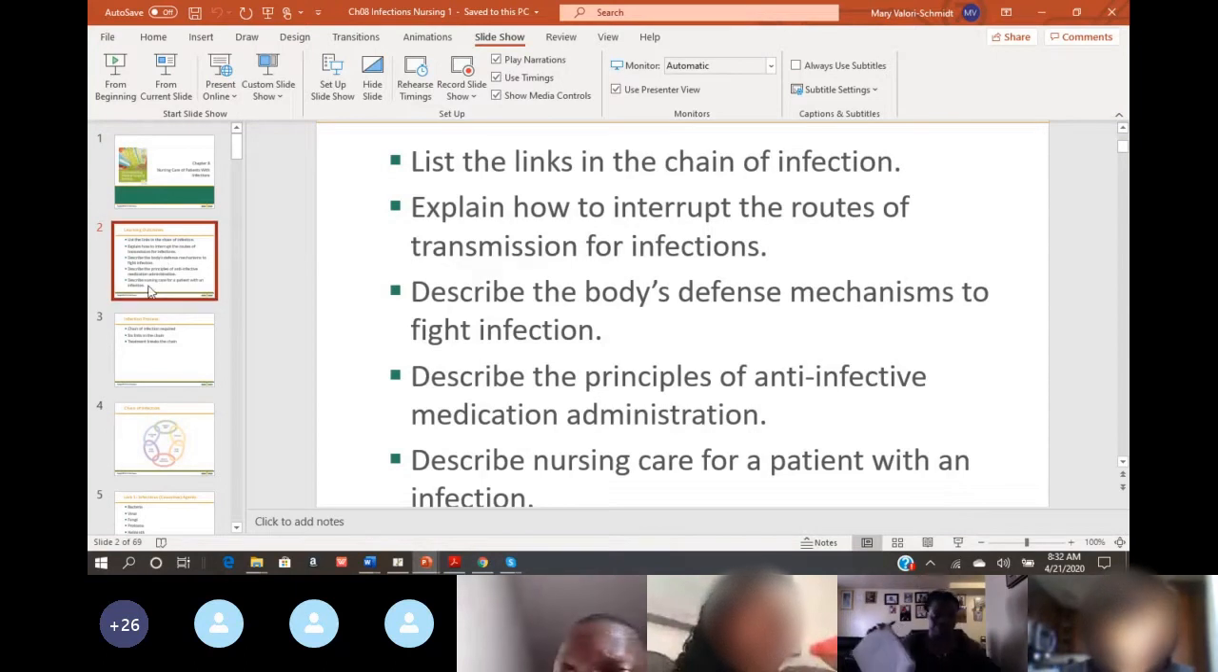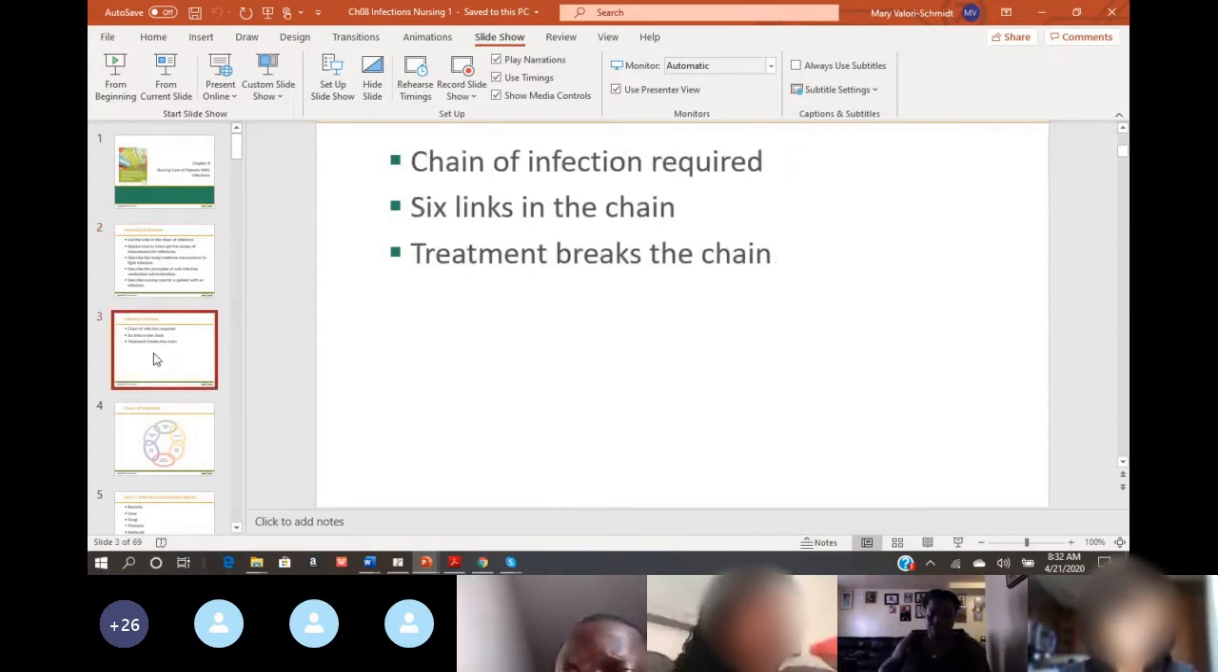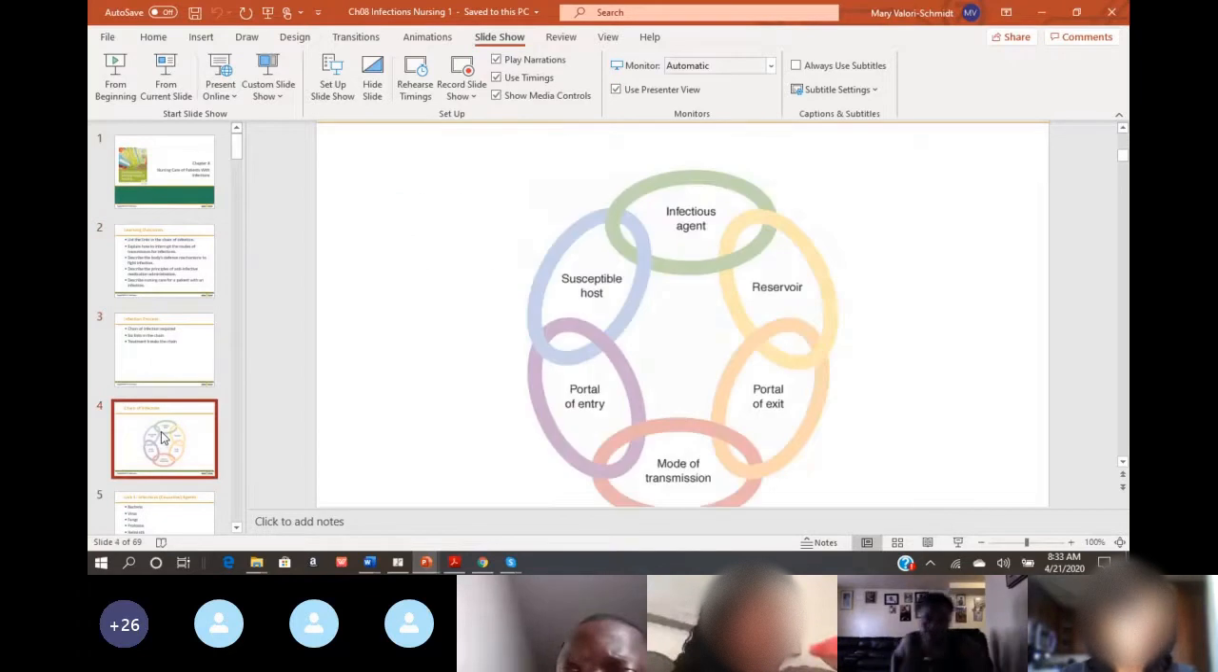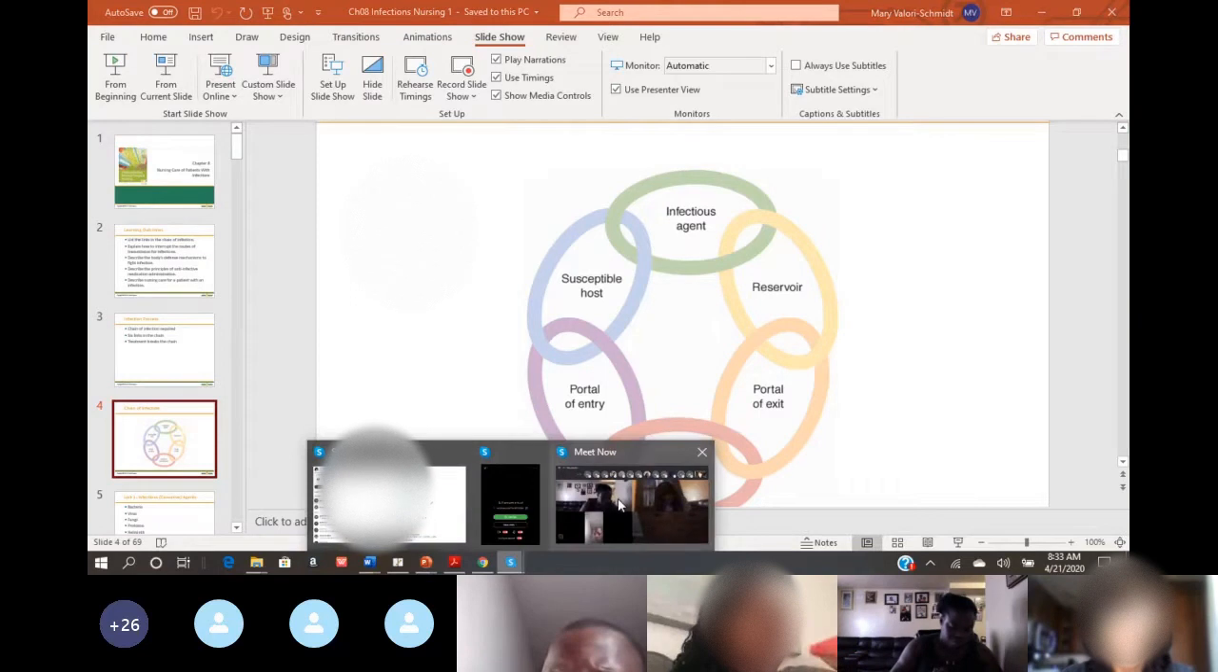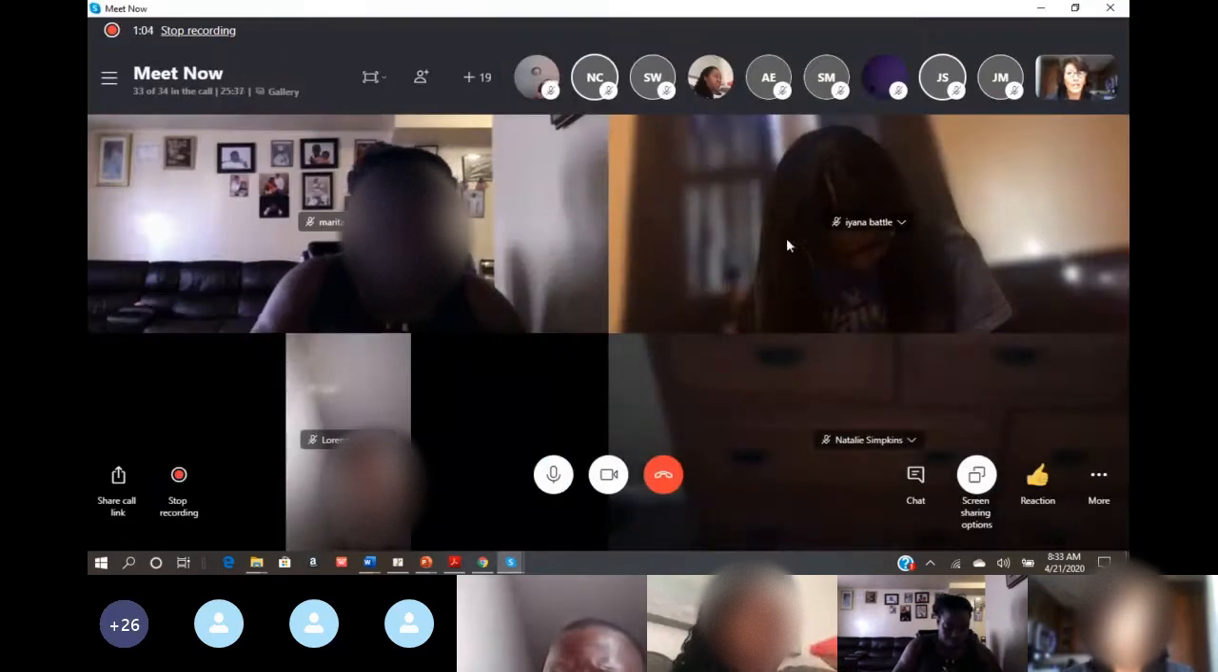Okay, so what we're going to talk about, let's go right to the chain. This is the chain of infection. The chain of infection starts off with an infectious agent. So what does that mean? An infectious agent is anything that can cause infection in a person.